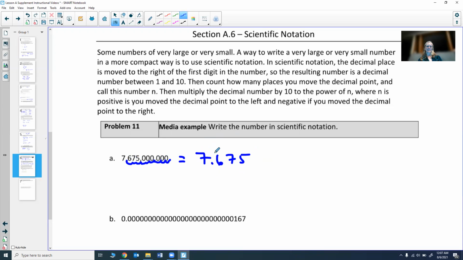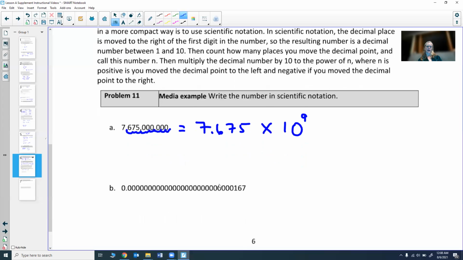But I can't just leave it like that. I have to say how I got that and what it does, because I need to remember this is a really big number. So I need to multiply that by 10 to the power of how many times I moved over, which I moved 9 places. Since I moved my decimal place to the left, my 9 is positive. And that is because if you think about it, 10 to a power actually moves your decimal place. Also, if you have a really big number, you should have a positive value.